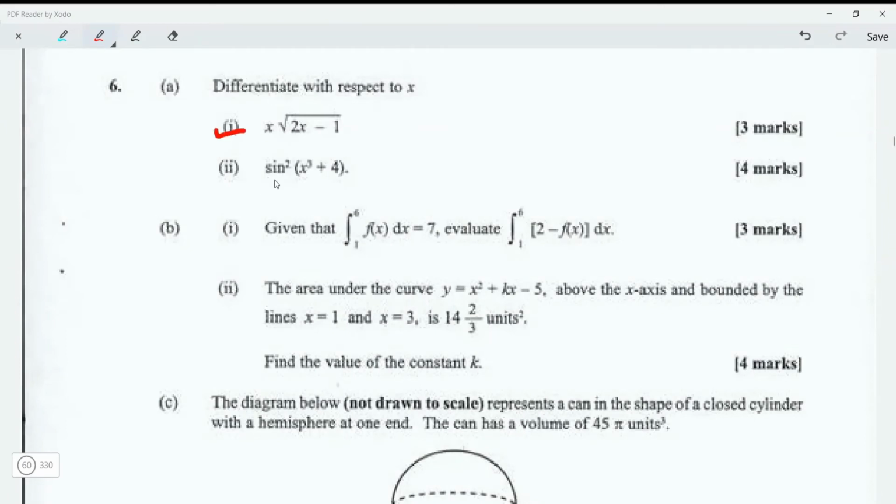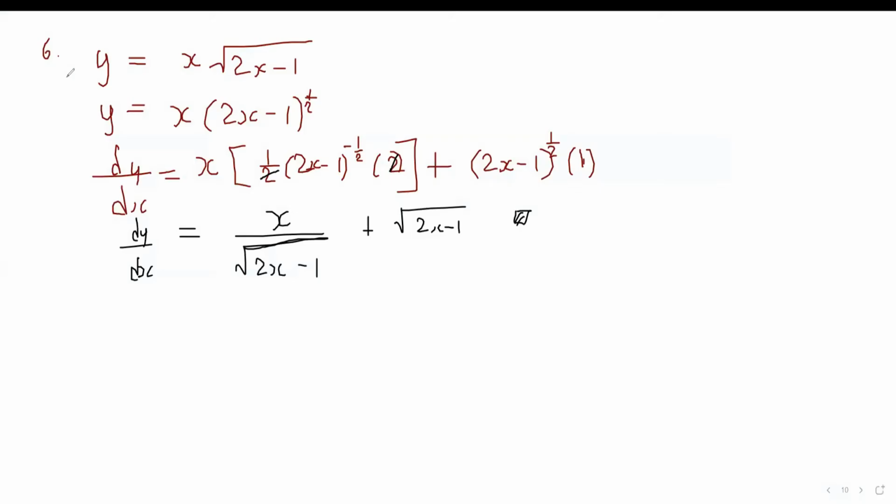Part 2 says now to differentiate sine squared of x cubed plus 4. That's part 2. It says y is equal to sine squared of x cubed plus 4. Easy question. All right, so let's find dy by dx.